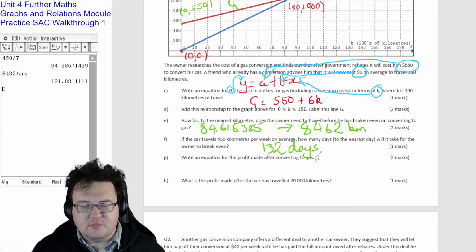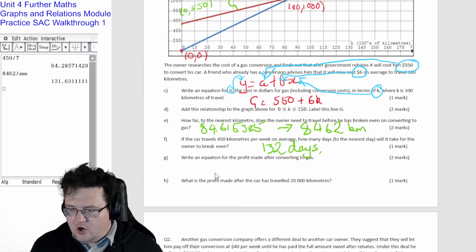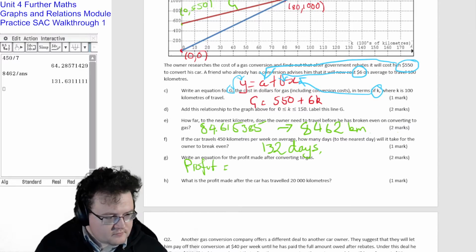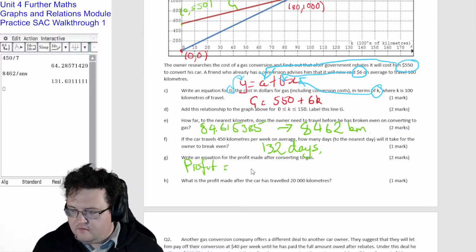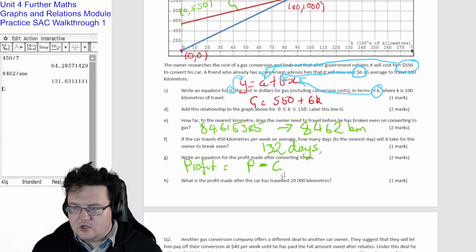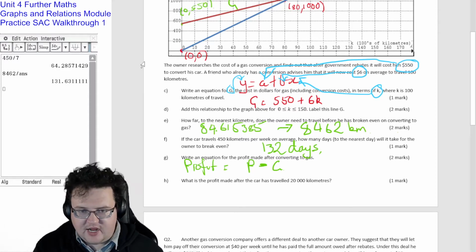So we can create an equation by subtracting one of our equations from the other one. What we're going to do is say the profit is going to be equal to the cost of the petrol minus the cost of the gas. So we're going to take equation P that we made earlier and equation G that we made before, and we are going to subtract them.